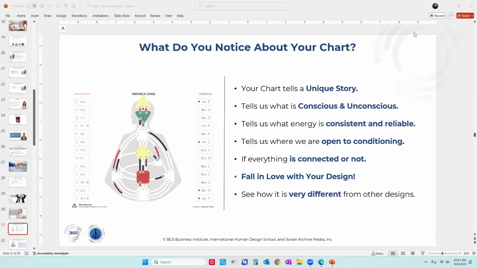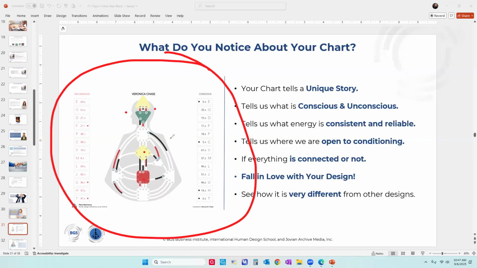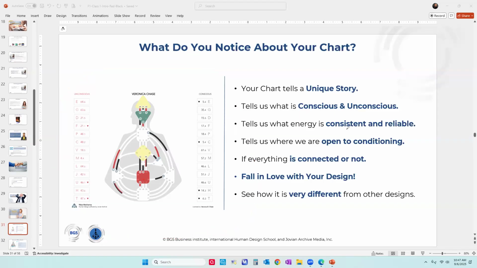They are not. It is absolutely a unique story. Why? Because we are not any one aspect of this design. We're all of it. We're having this entire experience of conscious and unconscious, but what we're also looking at is we can see where we have consistent and reliable energy and where we are open to conditioning, right? I have a decent amount of openness in my design. What's connected, what's not connected. And ultimately the goal is that you fall in love with your own design.